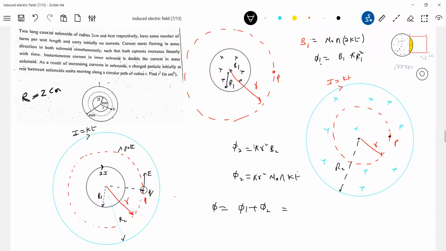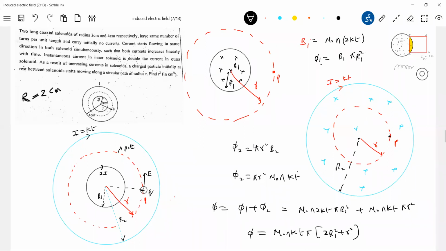So add up these two. So this will be mu naught n 2 kt pi r1 square, mu naught n kt. I'll take outside pi. So 2 r1 square plus r square. So whenever more than one solenoid comes, you take help of superposition principle. Then differentiate this, will get the EMF induced. Then we can go for induced electric field.